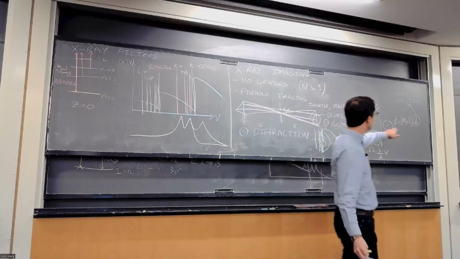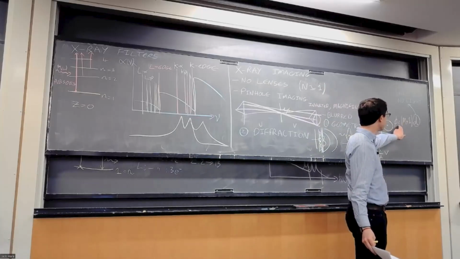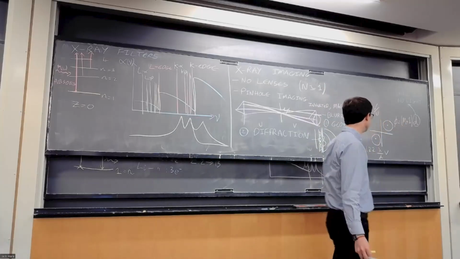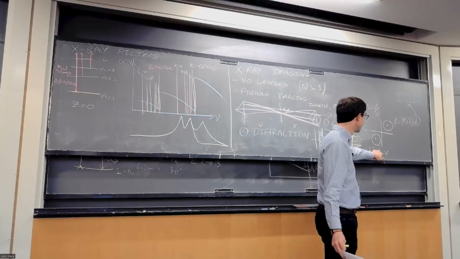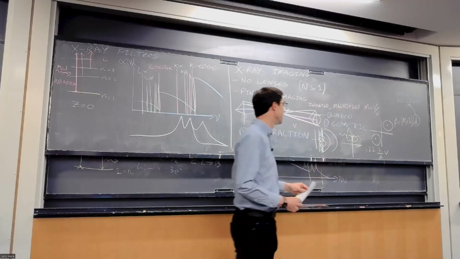So the geometric blur doesn't care about the wavelength of the light, doesn't care about the energy of the photons. The diffraction blur does care about the wavelength of the light because it's a wave effect here.